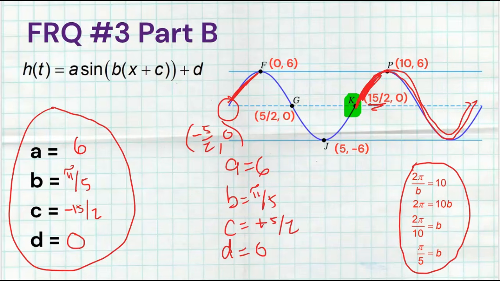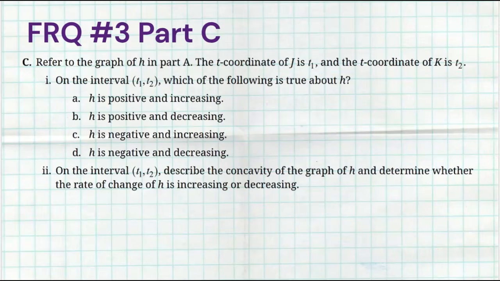All right, that's it for part B. Now let's move on to part C. Part C had two parts, single I and double I. Single I is asking you to look at the interval J to K, and they're saying let the T coordinate for J be T1 and the T coordinate for K be T2. Now, single I says, over that interval from J to K, T1 to T2, which of the following is true about H?